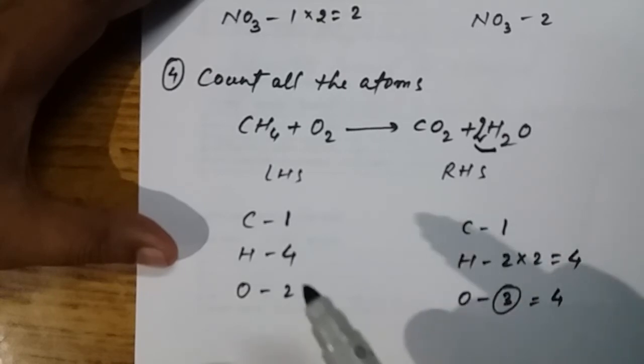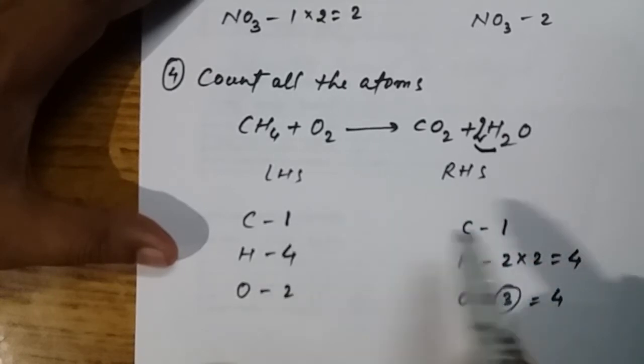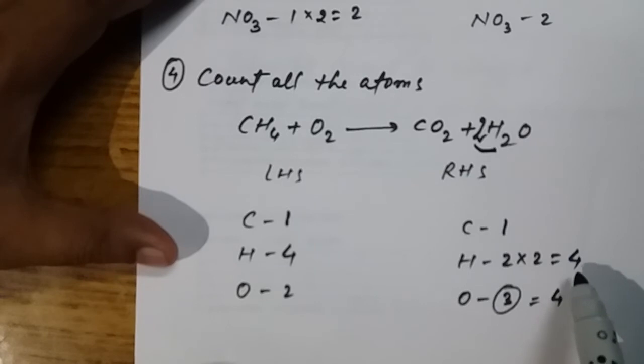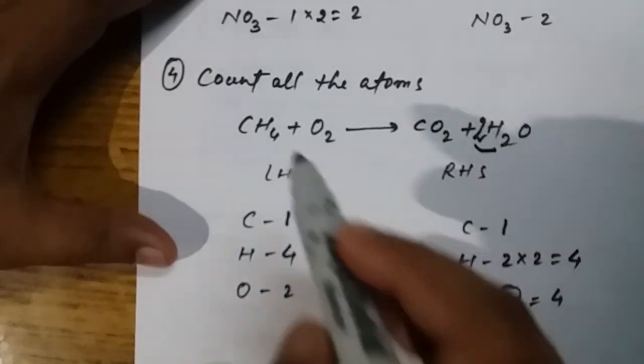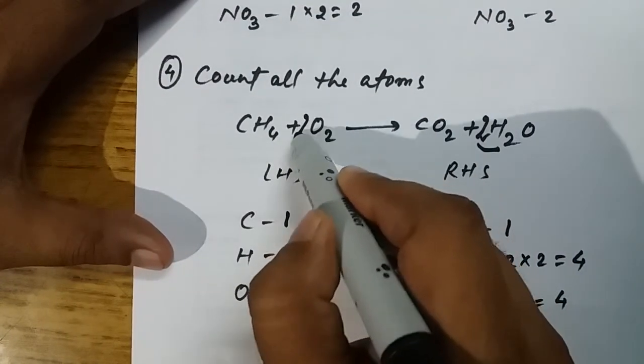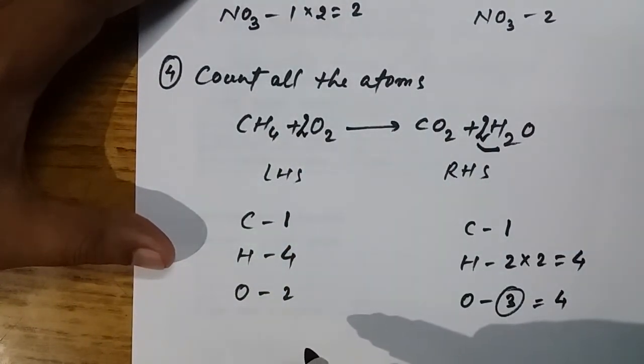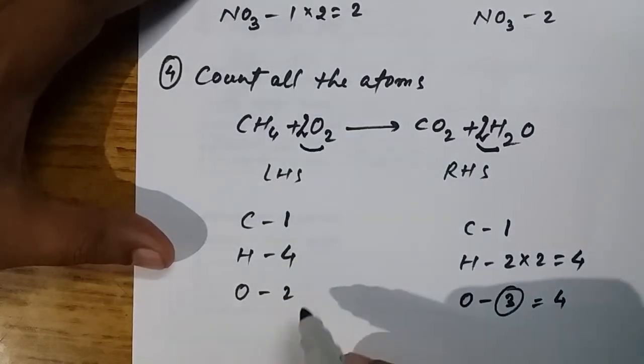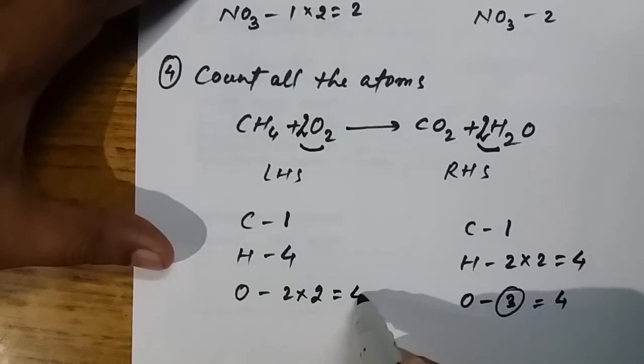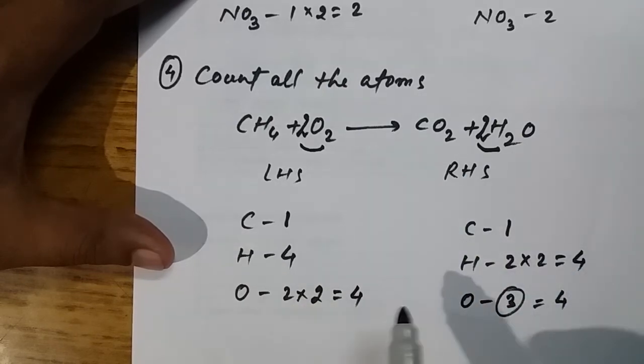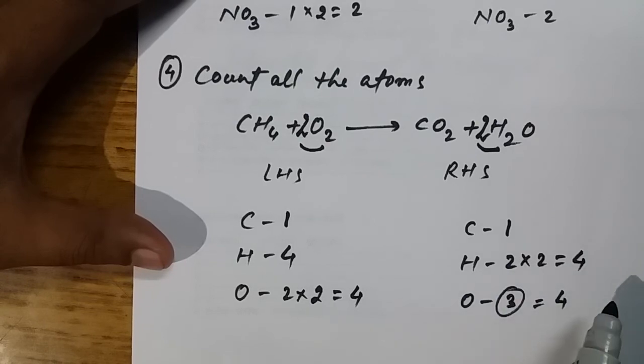So if we see carefully, carbon is 1 both the sides, hydrogen is both the sides 4. Now oxygen we have to balance. So right side we have got 4 and this side is 2. So as I have said you, we can put 2 over here in the coefficient. So 2 twos are 4. So here is what we have got, what we needed. Now we can see that both the sides the elements are totally balanced.